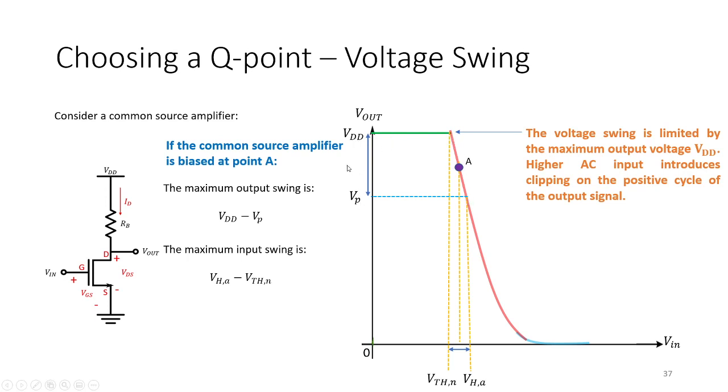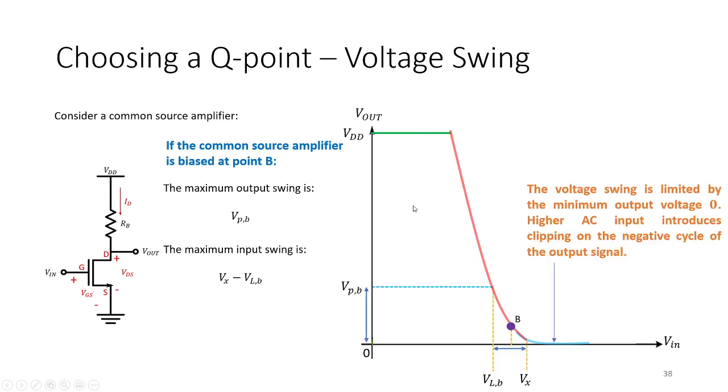If we force the input signal to be higher than a certain value, it is expected that it will clip on the top side because of this VDD. So therefore the maximum input swing can be shown to be VTHN, because VTHN is the point where it reaches VDD to a certain value VHA, shown here. Okay? So we are limited by the VDD here.